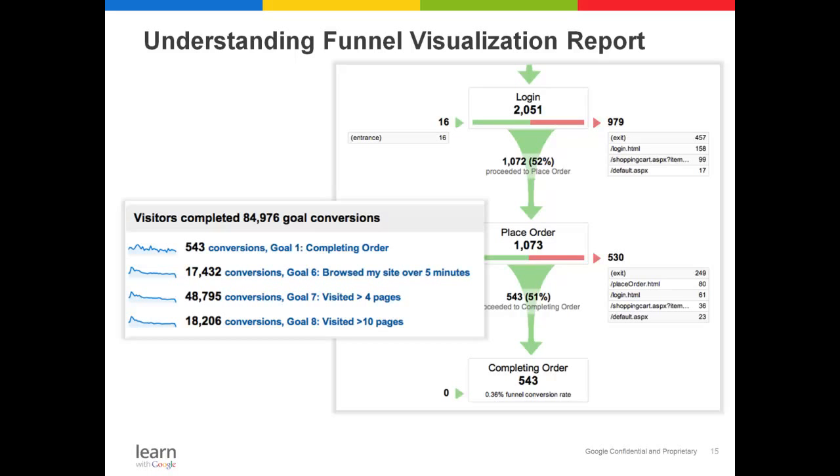You can find the funnel visualization report by clicking into the conversions report in the left-hand navigation menu, then into goals, and finally into funnel visualization. The funnel visualization report provides a graphical representation of the points at which users are entering and exiting your funnel process. For each step of the funnel, you're able to view the number and percentage of visitors entering the funnel, exiting the funnel, and proceeding to the next step of the funnel.